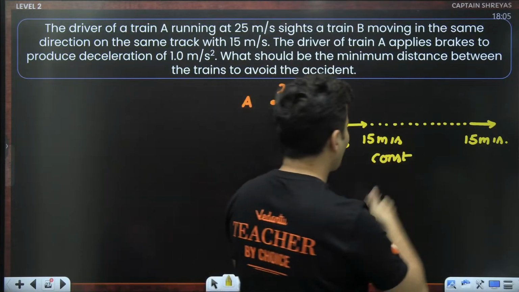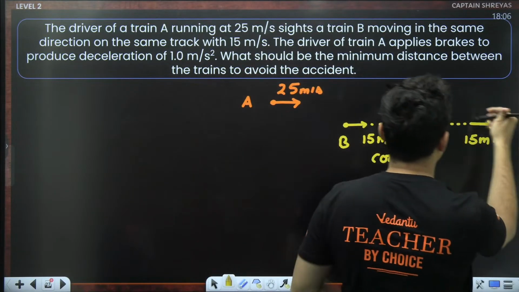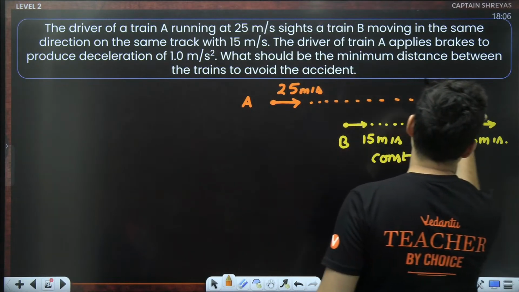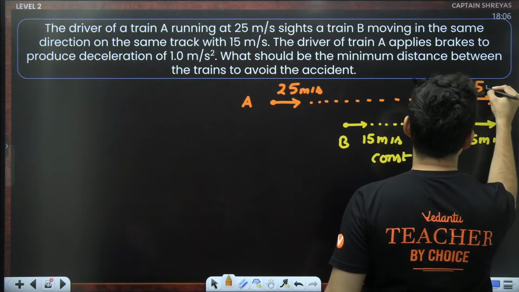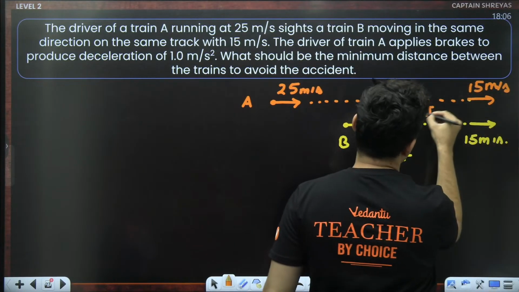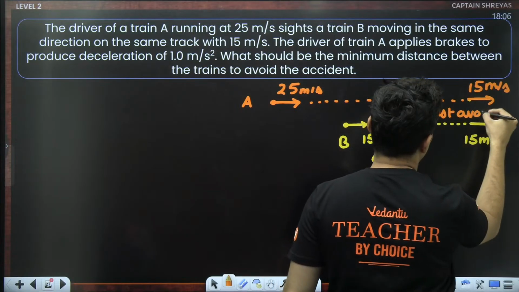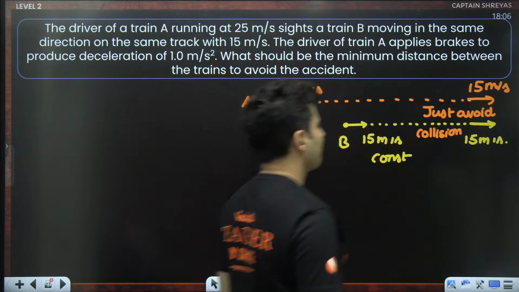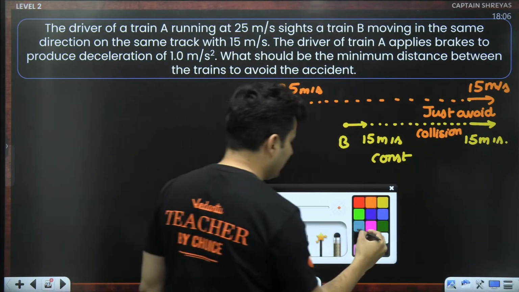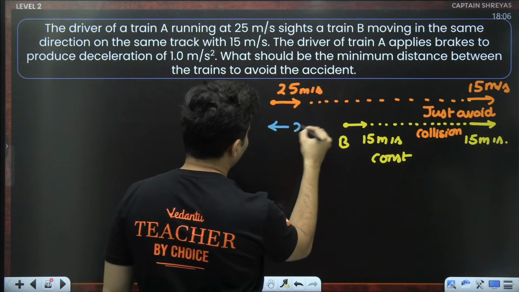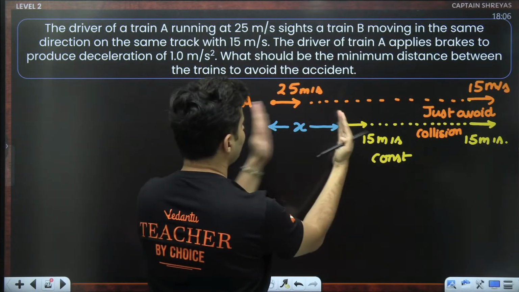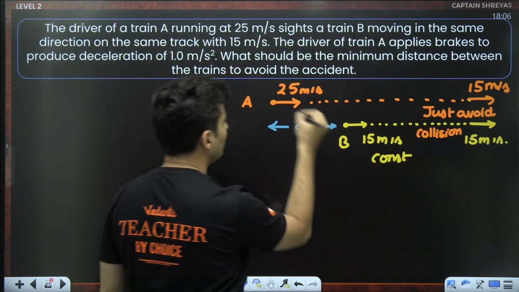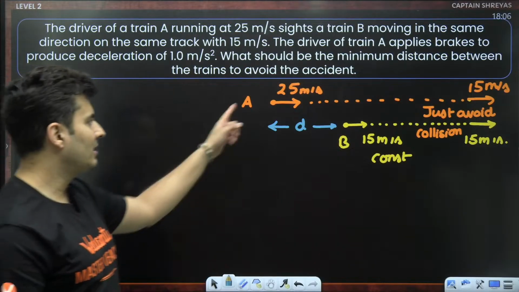So, just when A and B come very close, if A's velocity is decelerated enough to match 15 meters per second, then you have just avoided the collision. And that extra distance that you have to travel is that x over here. That extra distance which A had to travel is that minimum distance which train A has to maintain from B before it starts braking.